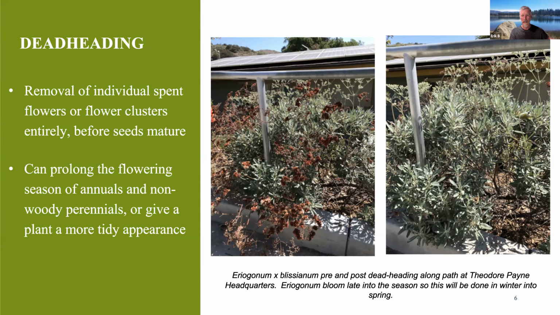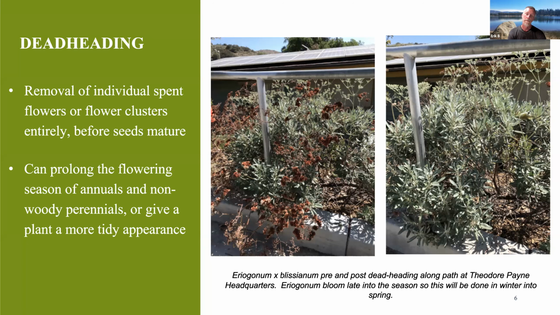Here we have Eriogonum blissianum. That's a hybrid buckwheat. You can see all the dead material on the left, the spent flowers hanging down. When you cut those back, you're going to take those all the way back into the shrub, and this would be less of a shearing and more of an individual cutting with your bypass pruners. And get in there, hide your cuts, don't leave a lot of sticks showing, and that's the aesthetics part.